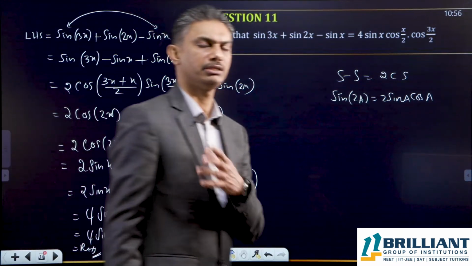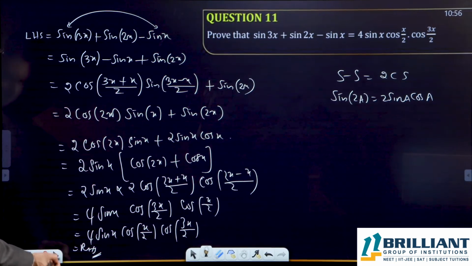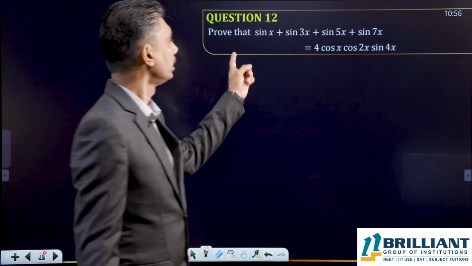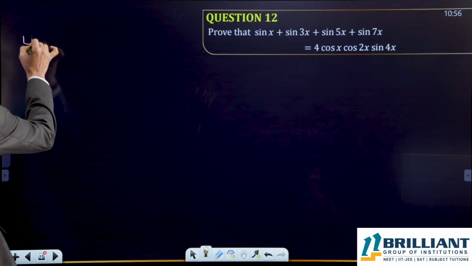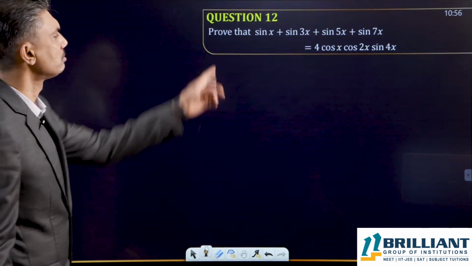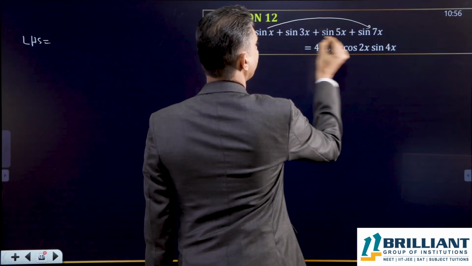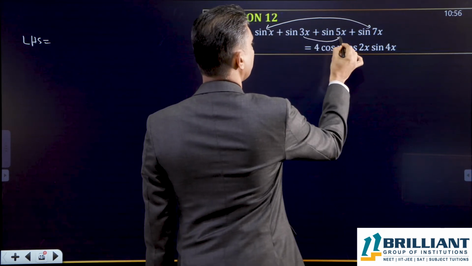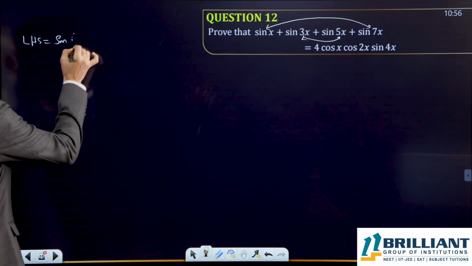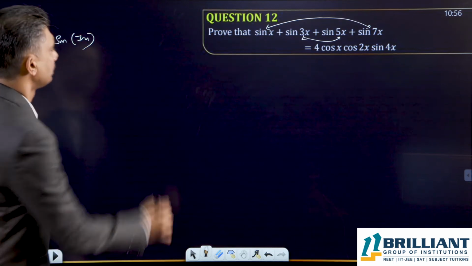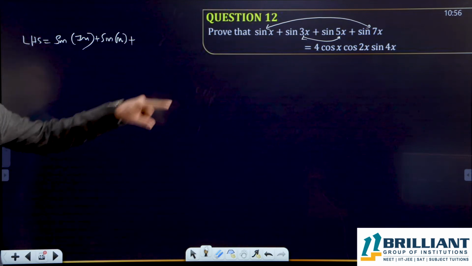So, basically again we applied the formulas. Now, let us go for the next question. Again, it will be rearranging the terms. LHS is equal to, we can rearrange and regroup it. See, 7 plus 1 is 8, 5 plus 3 is also 8. So, we can regroup this as sin 7x plus sin x plus sin 5x plus sin 3x.